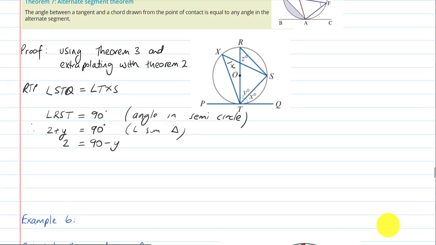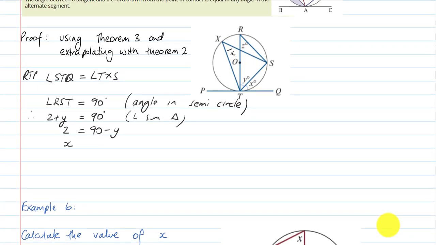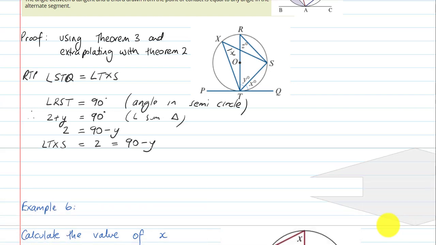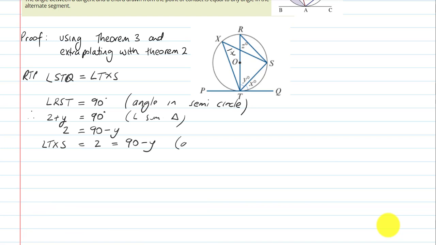Now, we also know that angle TXS is equal to Z, which equals 90 minus Y. We know that to be true because they are angles in the same segment. So this is circle theorem 2. And so we've got TXS as 90 minus Y.